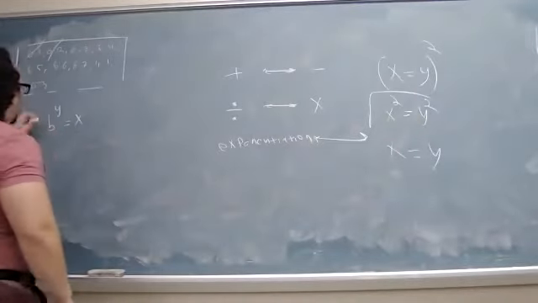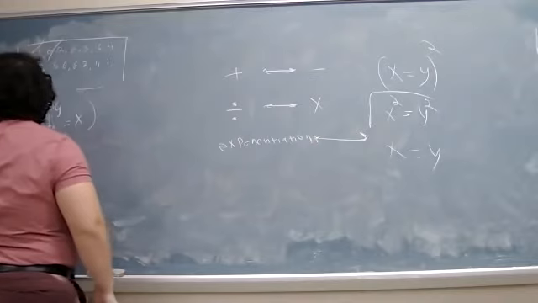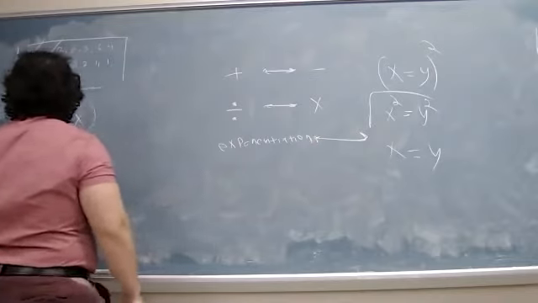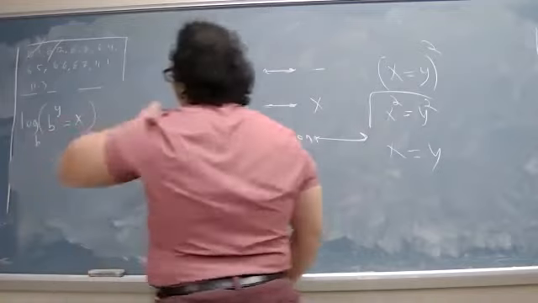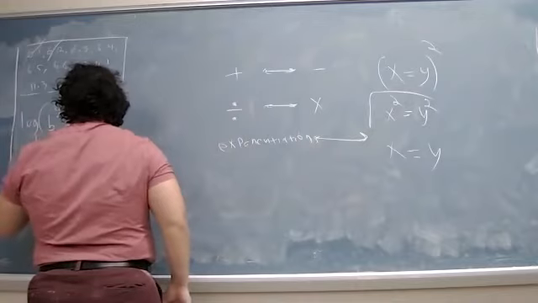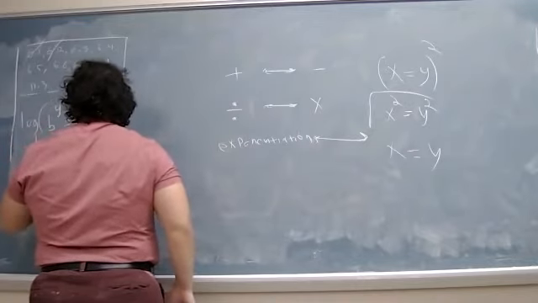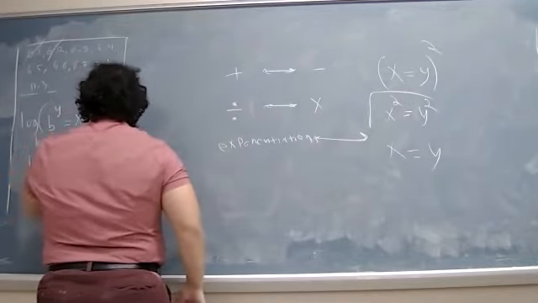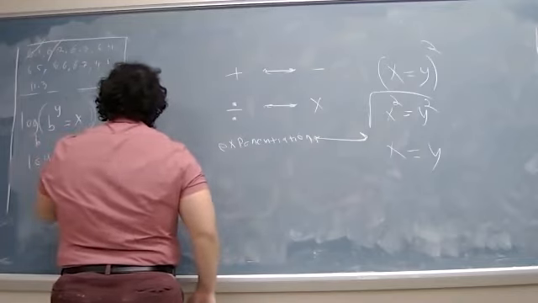So when I take the log of both sides, the log base b of both sides, the logarithm needs a base as well. What we get is this becomes the log base b of b raised to the y is equal to the log base b of x.